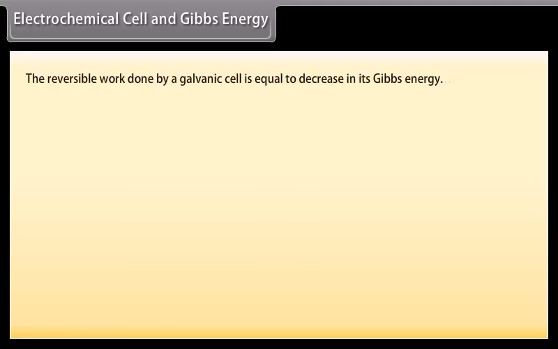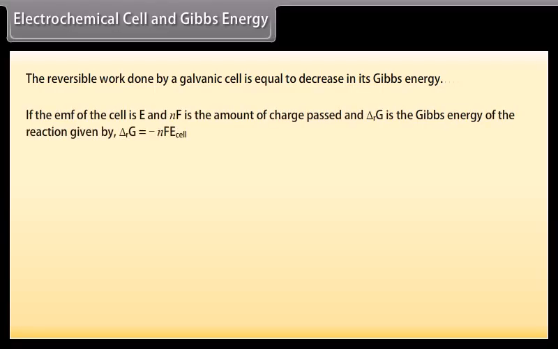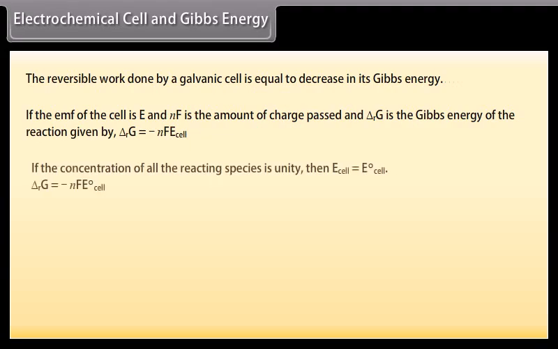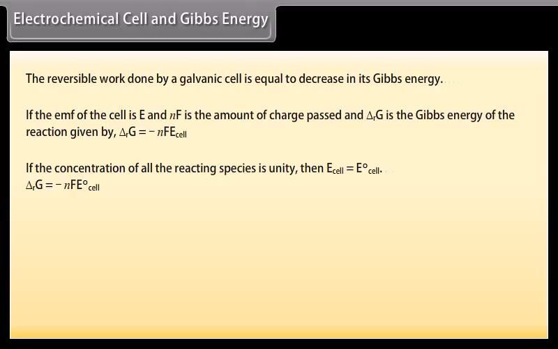Electrochemical cell and Gibbs energy. The reversible work done by a galvanic cell is equal to decrease in its Gibbs energy. If the EMF of the cell is E and nF is the amount of charge passed, the Gibbs energy of the reaction is given by ΔrG = -nF E_cell. If the concentration of all the reacting species is unity, then E_cell = E°_cell, and ΔrG° = -nF E°_cell.